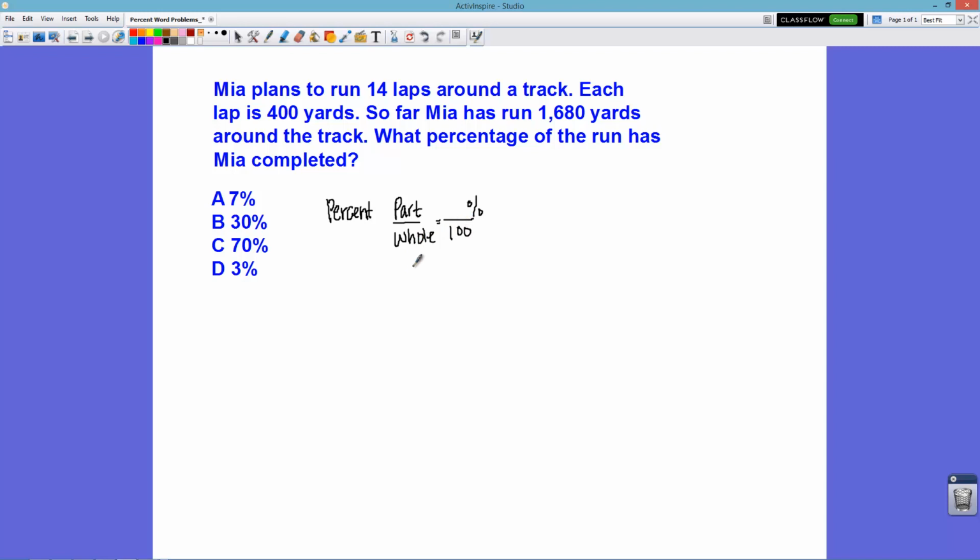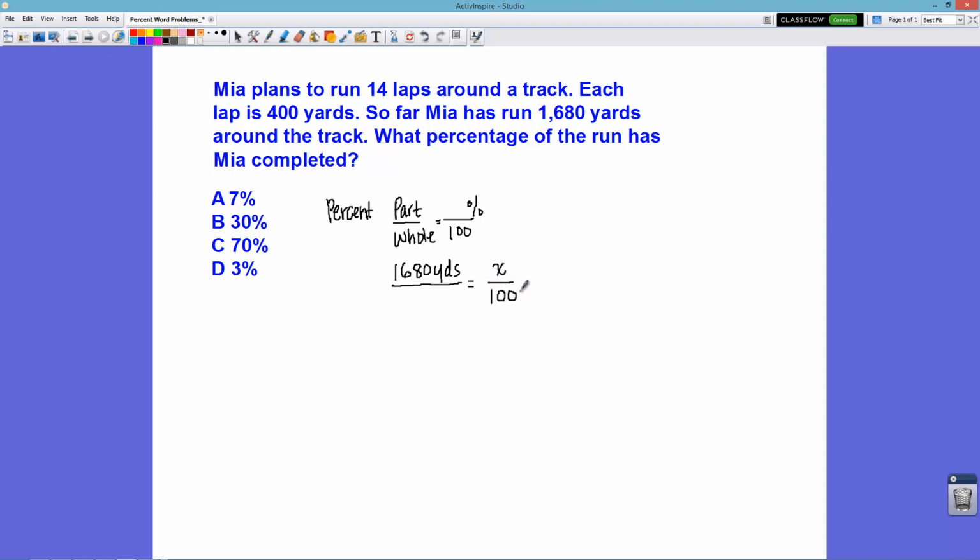Now let's look back at our problem. It says so far she's run 1,680 yards. So that's going to be in the part. And I don't know how far she's run in total, so I'll check that out in just a minute. I do know that I'll be looking for the percentage.